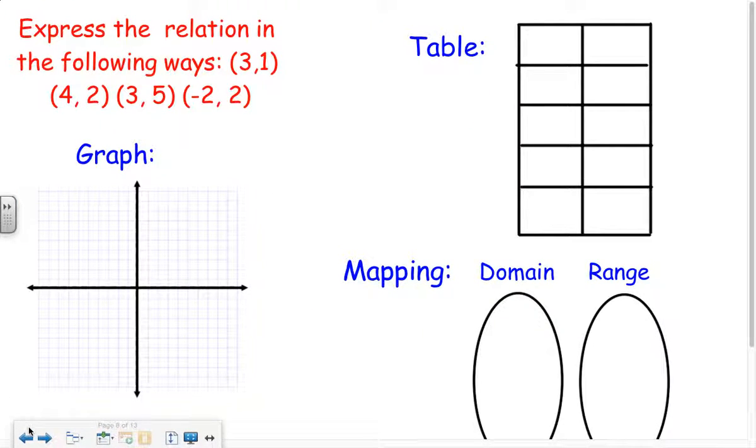All right, now we are going to take the relation. Remember, a relation is a set of ordered pairs. So we're given 4 ordered pairs, and we need to make a table, a graph, and a mapping. Go ahead and do those 3 things.